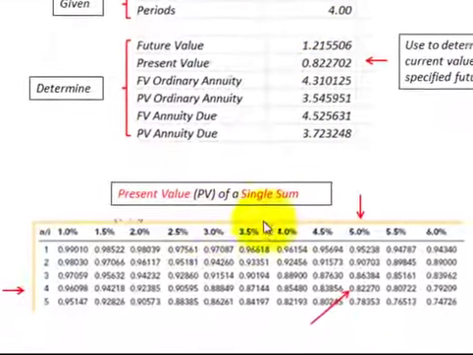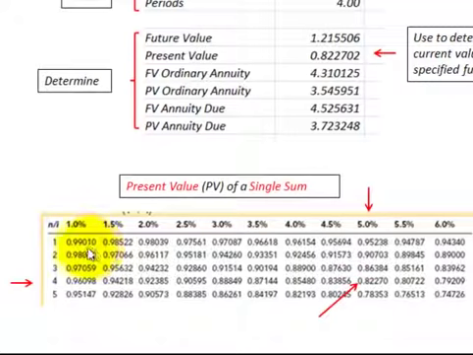So where do you get these discount factors? Well, the accounting books and the textbooks have for each one of these factors, annuities and present and future values, an entire sheet for each one of them, and they have the name across here, and then they have the interest rate across the top, number of periods down the side, and then you pick out your number of periods, and where it intersects with your interest rate, that's your discount factor.